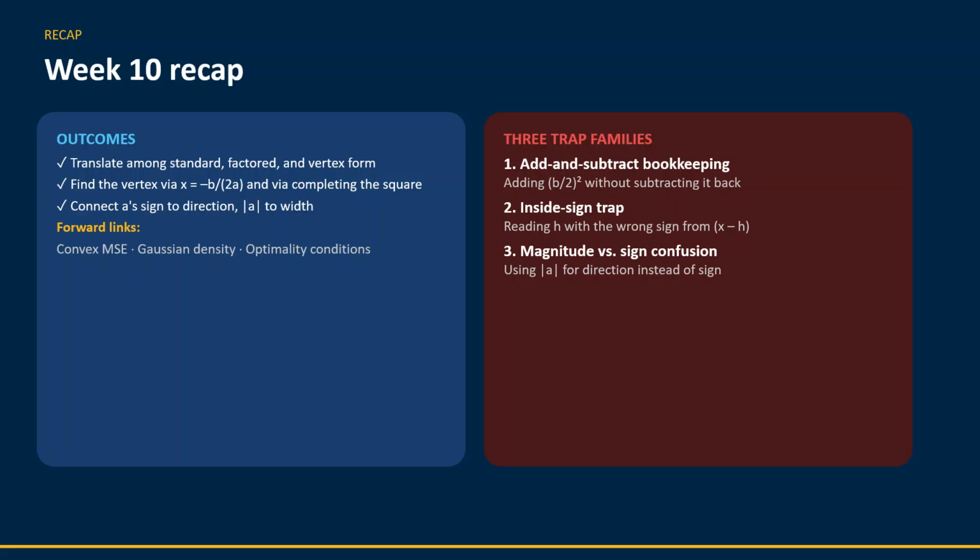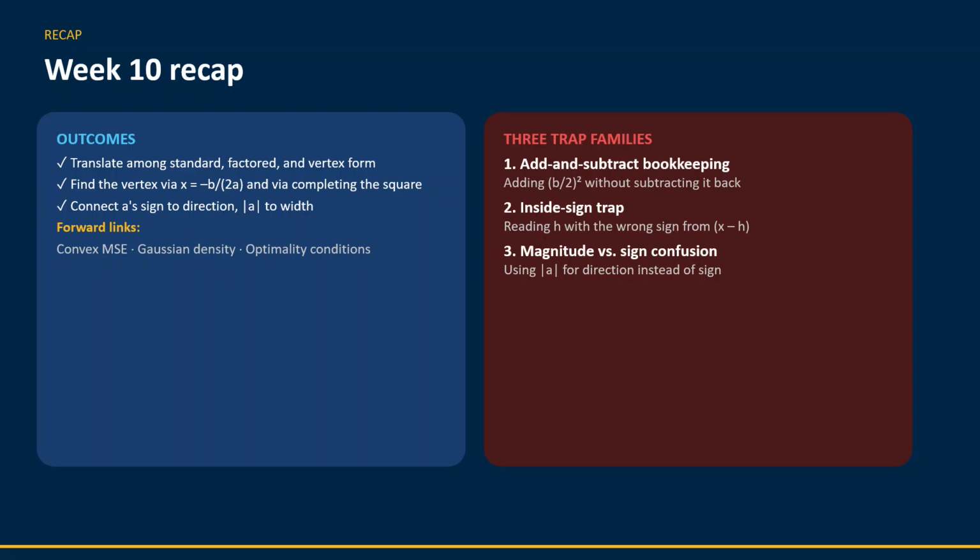Let us recap Week 10. You learned 4 key outcomes. First, identify and convert between 3 forms of a quadratic. Standard form for the y-intercept, factored form for roots, vertex form for the vertex.